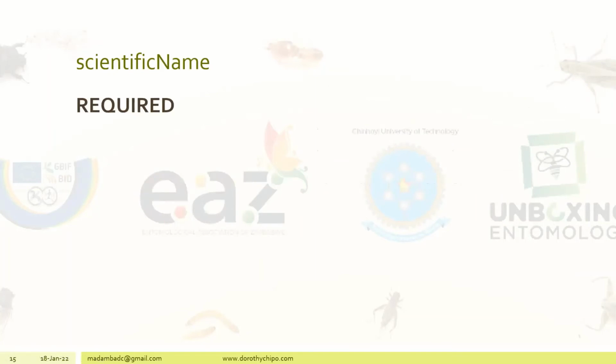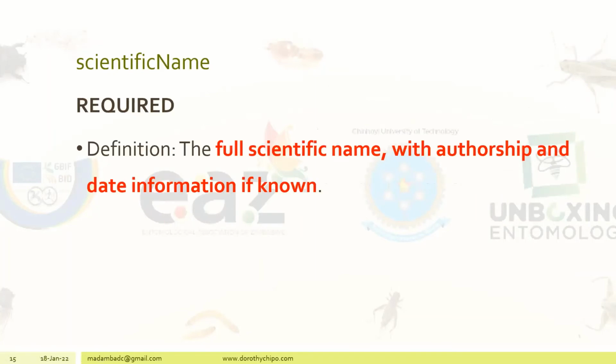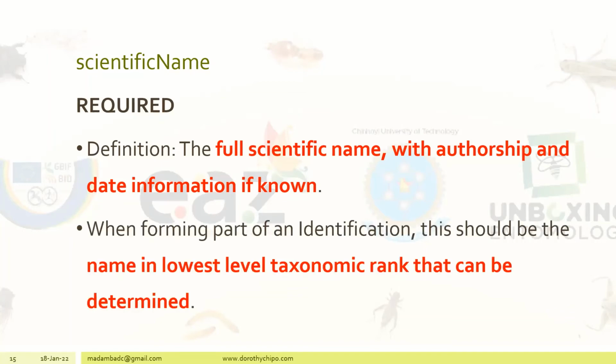The scientific name is also a required field, and the scientific name would also have the authorship and the date information if you know them. What I've seen about this field is it's not always the genus and species name together, but sometimes you have your specimens identified maybe to genus level, and that's the lowest level of the taxonomic rank that you have determined, then that becomes your scientific name. That's what you place in the scientific name field.